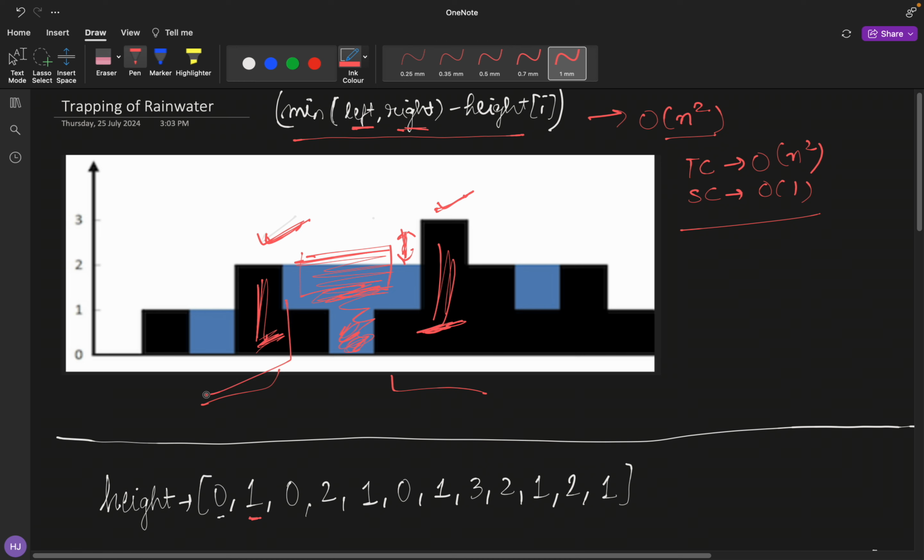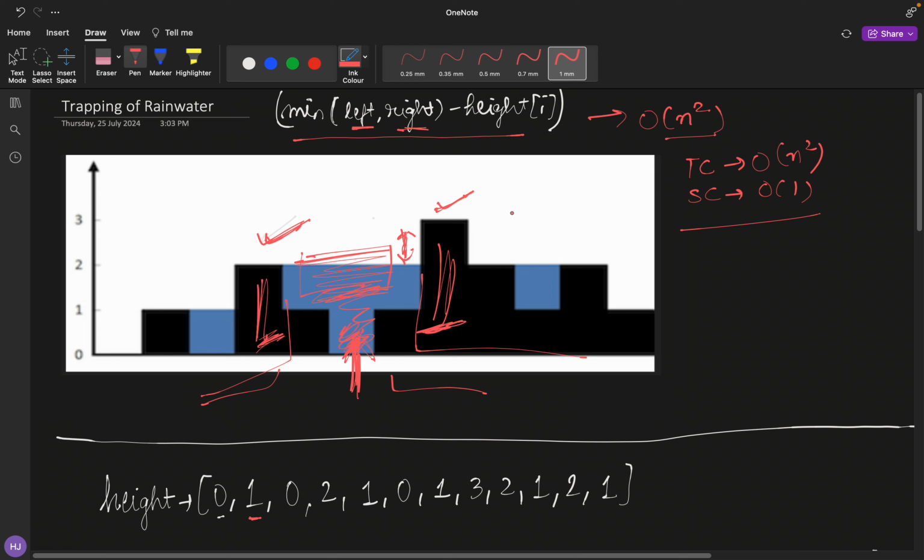So finding the maximum from the left at each and every iteration is a tedious job, and finding the maximum from the right is also a tedious job. Whenever we try to calculate the maximum from the left or right for some specific point, like over here we have 0, it would become quite tedious. So its time complexity is O of n square, space complexity is O of 1.